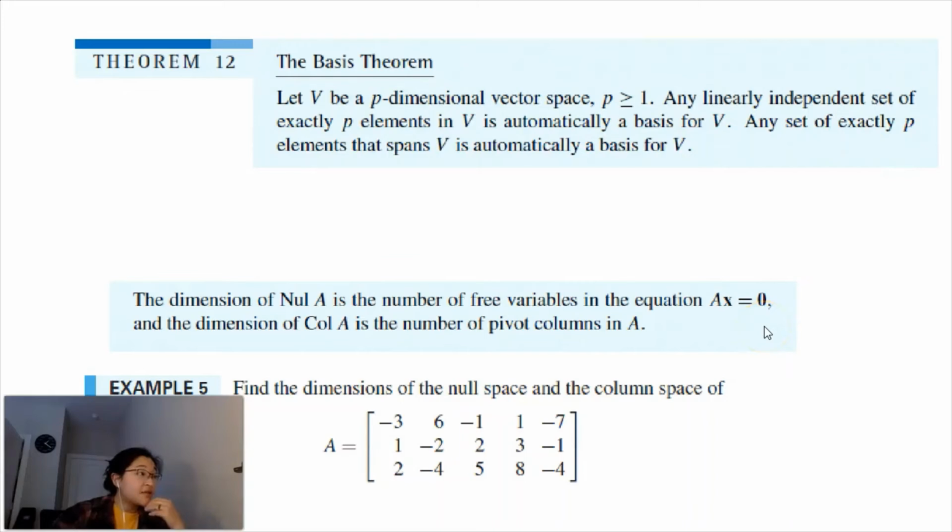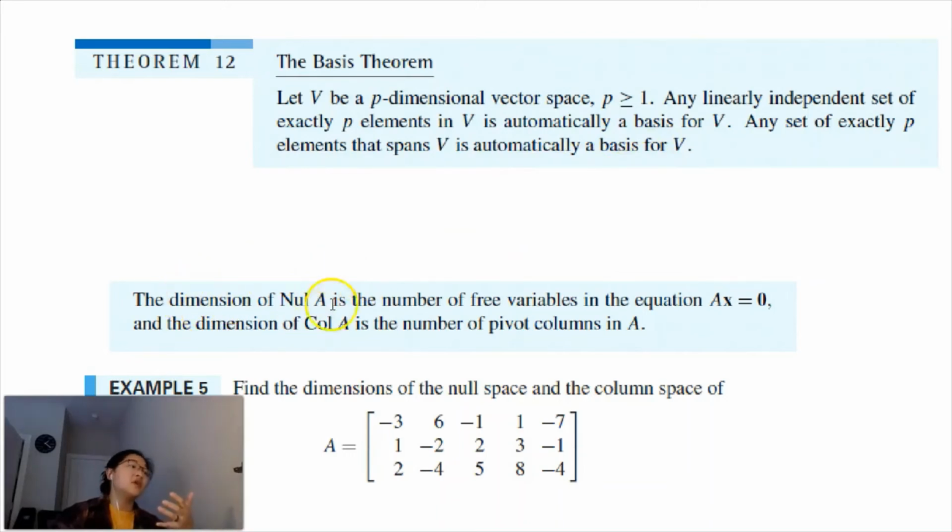Our basis theorem, where V is a p-dimensional vector space, where p is at least 1. Any linearly independent set of exactly p elements in V, our vector space, is automatically a basis for V. And any set of exactly p elements that spans V is also automatically a basis for V.